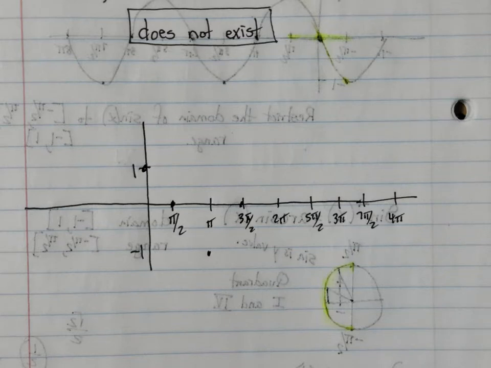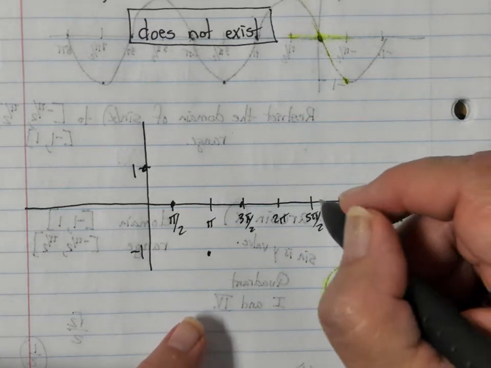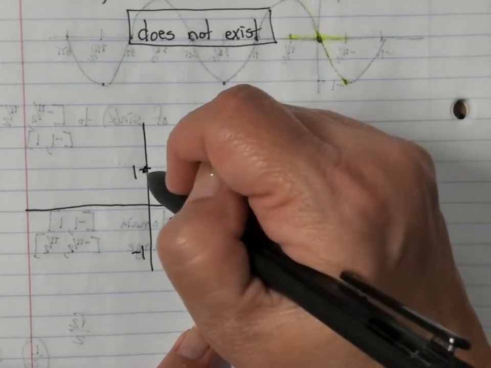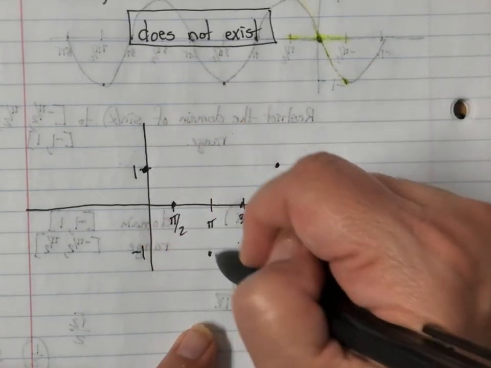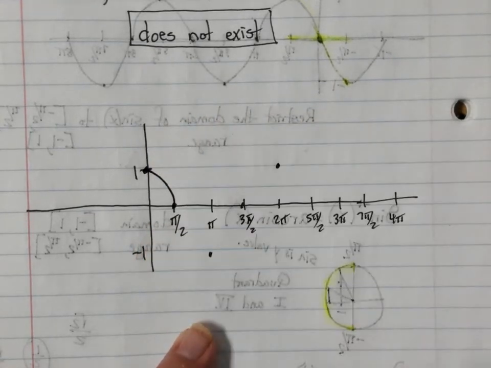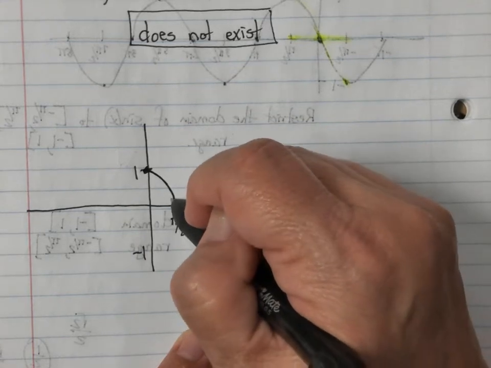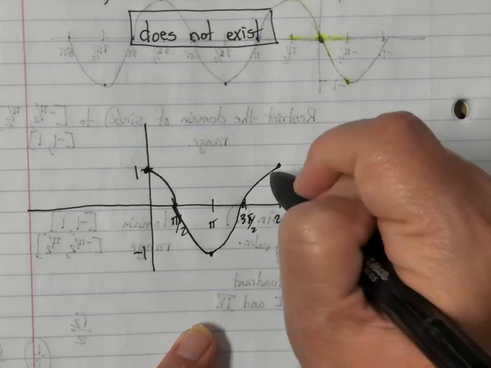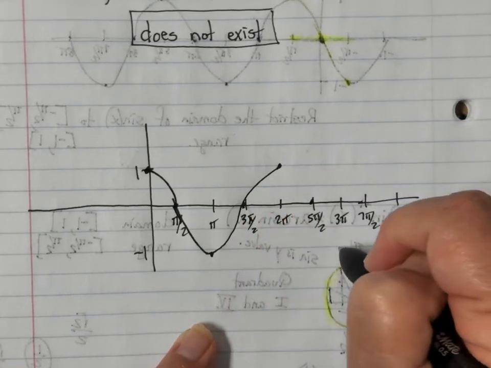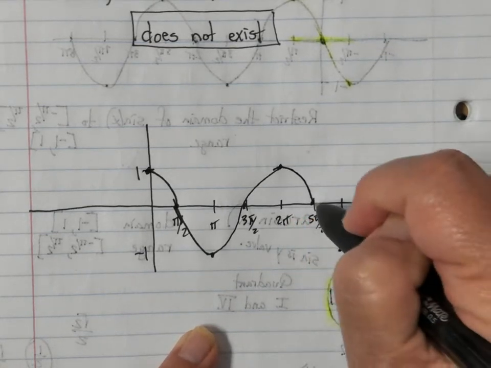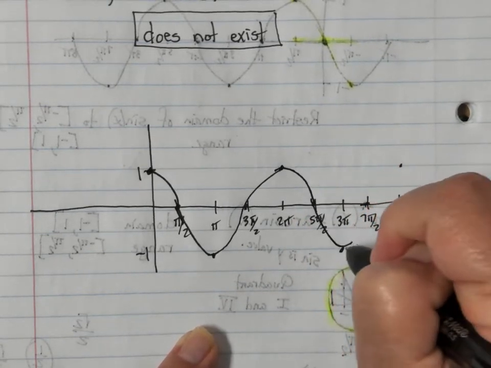Who's on here? And then at 2 pi, we're back to 1. Remember, this is not like a V. It curves. There's a curve, and we curve, and then we curve up into the next hill. Then we're going to continue down to 0, to negative 1, to 0, to 1. We curve. We're just making our little wave here.